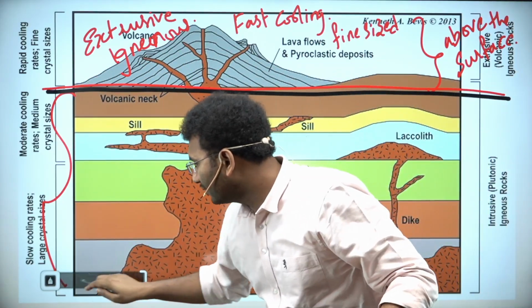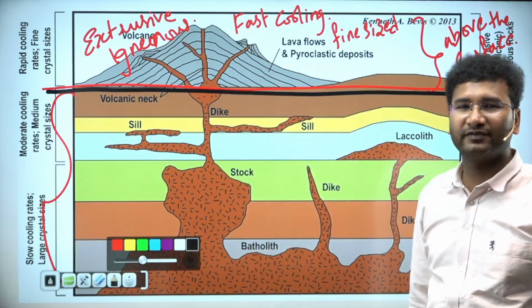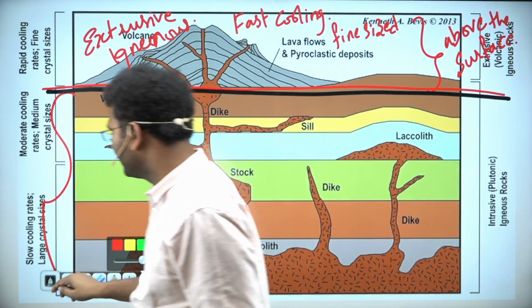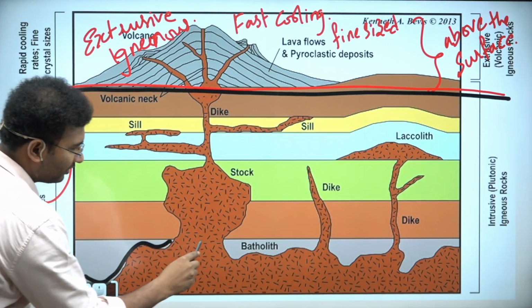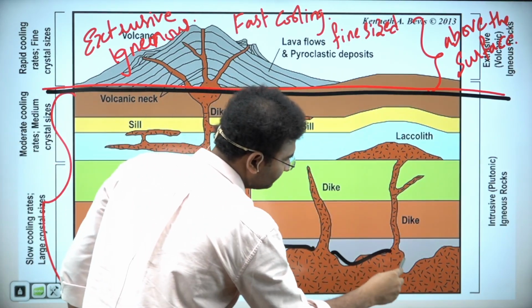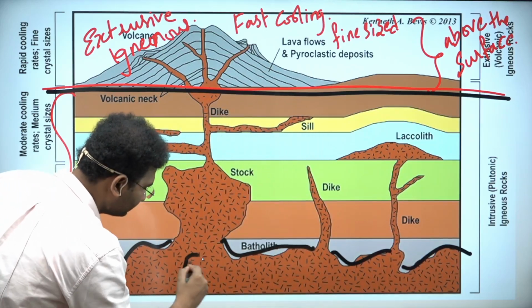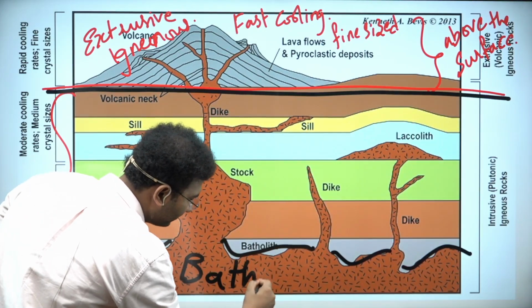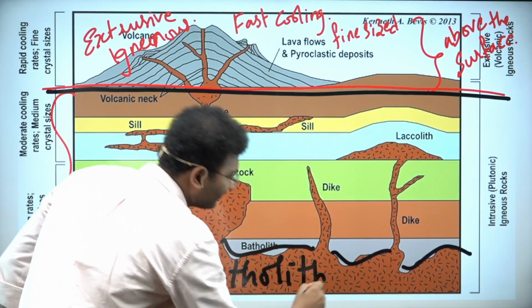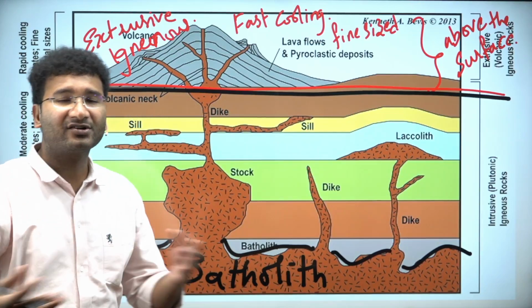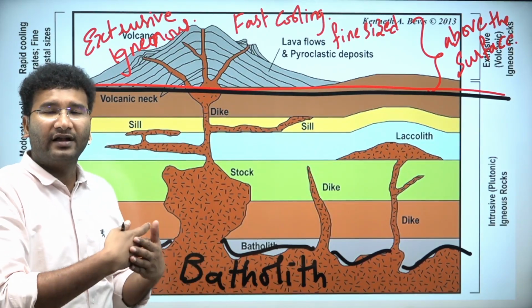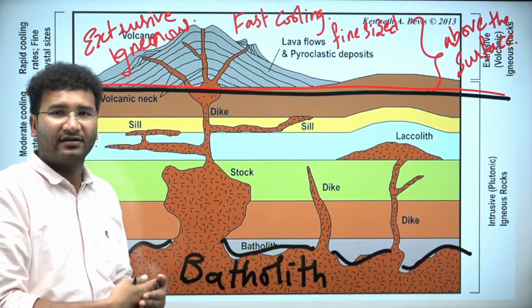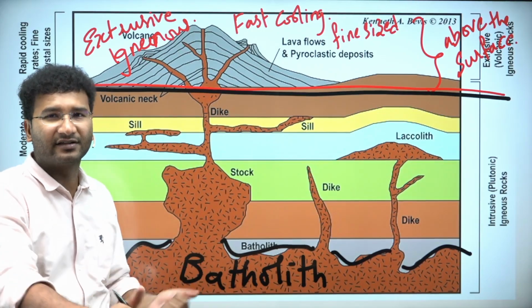Now, likewise, you look into the intrusive igneous rocks. These intrusive igneous rocks have different names. Look at the base, this is called batholith. Batholith is the place where the base of the rock is, where the volcanic material will cool down at very deep levels and it spreads over larger areas.